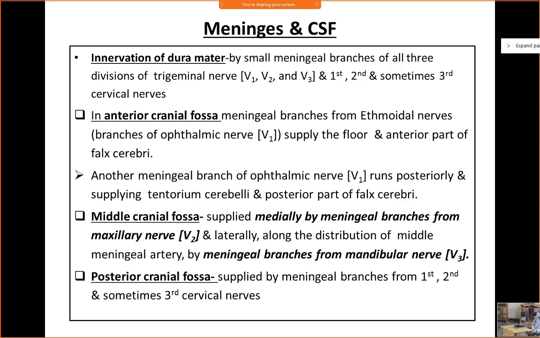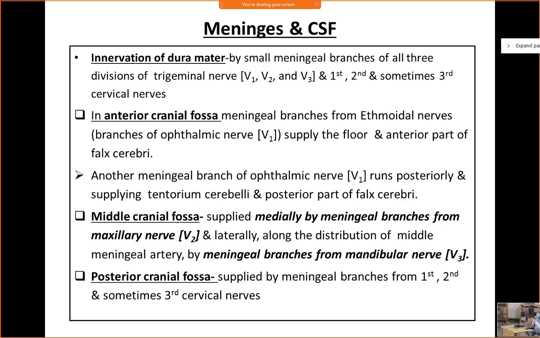Then another meningeal branch of the ophthalmic nerve runs posteriorly and supplies the tentorium cerebelli also. Apart from the anterior cranial fossa, what will happen? Another branch goes from the ophthalmic division posteriorly and ultimately supplies the posterior part of the falx cerebri. So the falx cerebri is supplied by the meningeal branch of the ophthalmic division, which is the ultimate branch of the trigeminal. Then the middle cranial fossa.